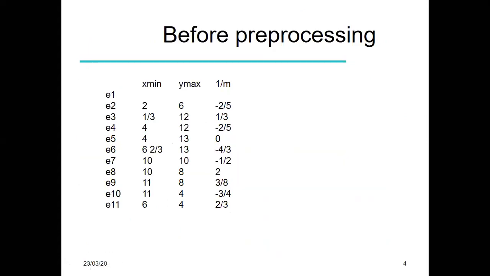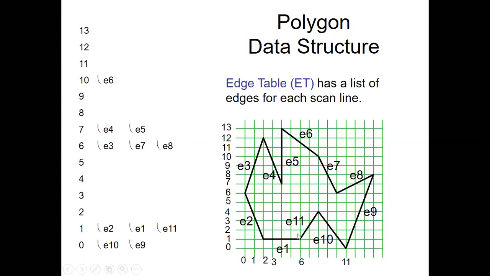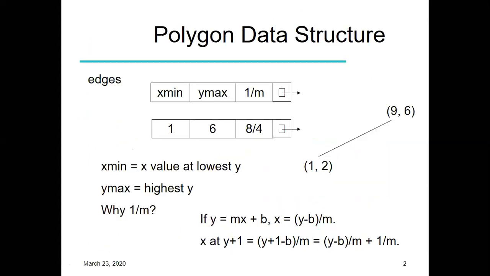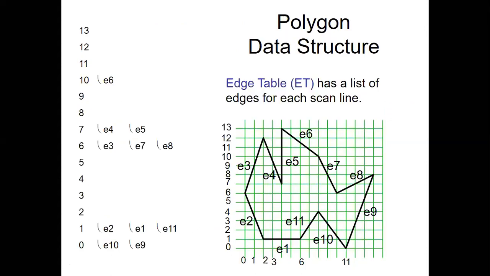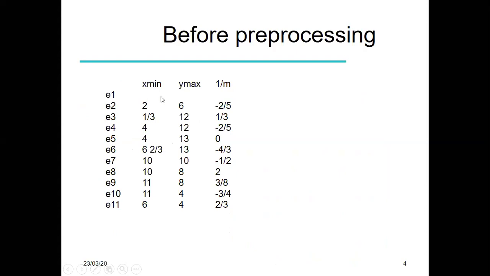Now, before we apply the mathematics in future, let us do this pre-processing. Edge E1 starts at (2, 1) and ends at (6, 1). Whenever you have a horizontal edge, make sure you don't apply this particular mathematics, so this mathematics does not apply to a horizontal edge. That is the reason E1 doesn't have any x min, y max, 1 by m. I will tell you why in a couple of minutes.